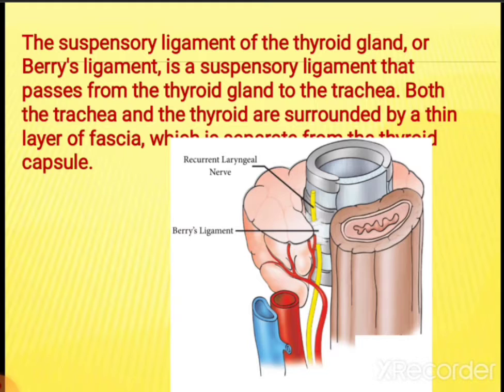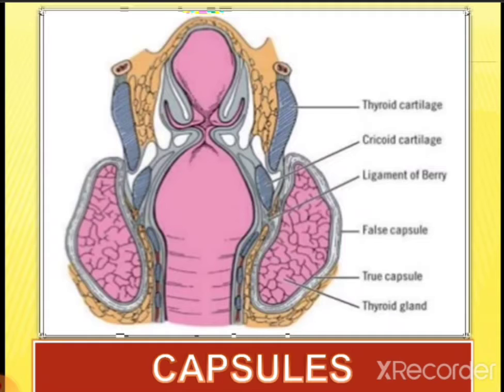This ligament passes from the thyroid gland to the trachea, as we can see in the image. This is the suspensory ligament, and it is a modification of the deep fascia, that is the pretracheal fascia in the neck. It connects the thyroid gland with the trachea. So the movement of the trachea causes movement of the thyroid gland because of this suspensory ligament of Berry.